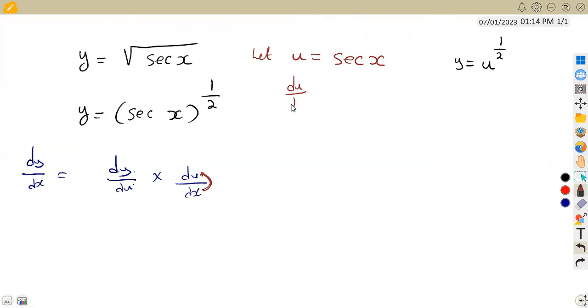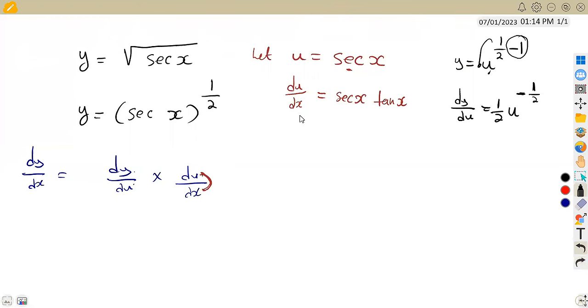So du/dx is equal to, remember, from your formula sheet you are given, the derivative of sec x is going to give us sec x tan x. Then we move on to the derivative of y with respect to u. In this case, this is an exponent, so we drop the exponent. That's 1 times a half, which is half u to the exponent of, remember, we subtract a 1 on our exponent. So it's a half minus a 1, which is going to give us a minus half in this case.